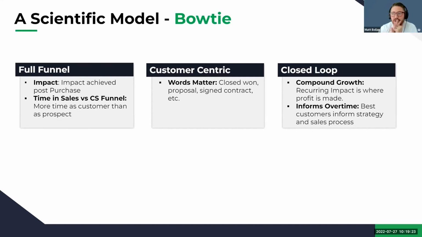We need customer-centric. Words matter. So we have terminology that is very seller-centric. You'll see this in most places. Closed won, proposal sent, signed contract, negotiate, etc. Very seller-centric wordings that, in my opinion, it's time to say goodbye.